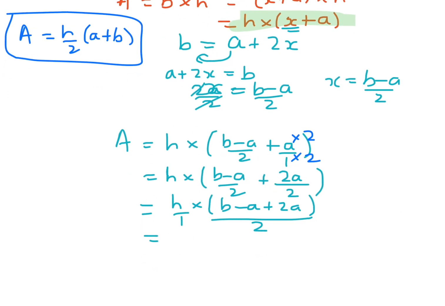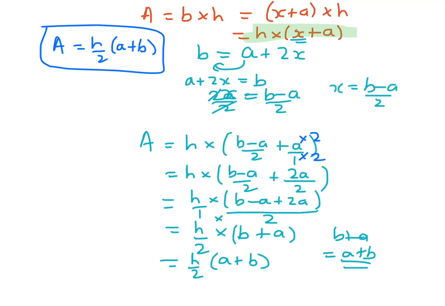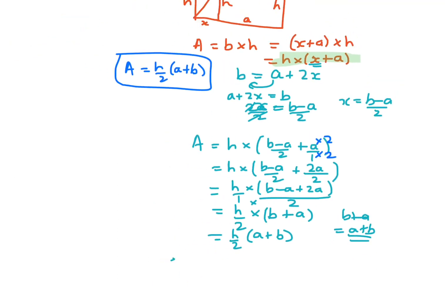So it's like H over 1. I can make that H over 2 because 1 times 2 is 2. So you can bring it out the front and just make it a half. B minus A plus 2A is B plus A, which is simply our formula, because we can write B plus A as the same as A plus B. So the order of that doesn't even matter.